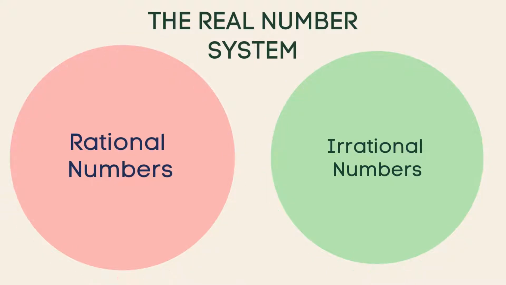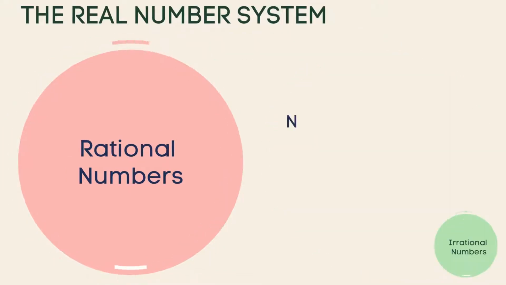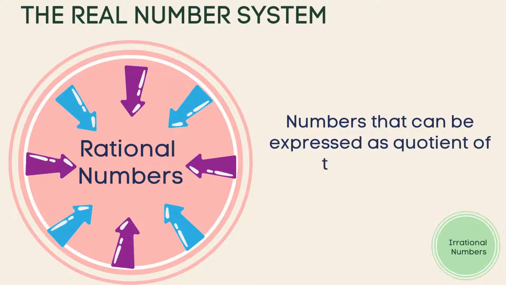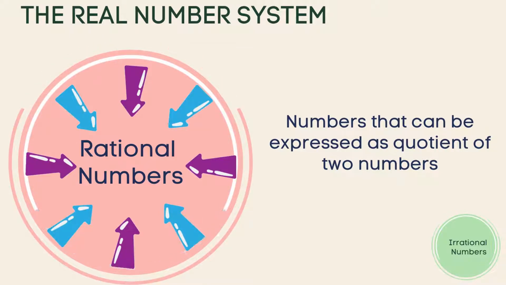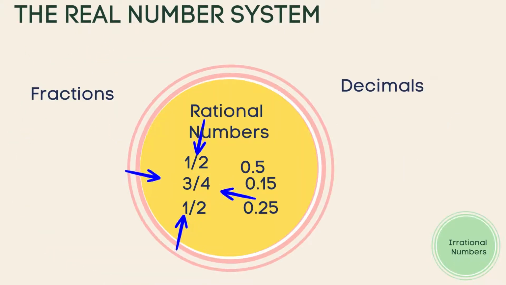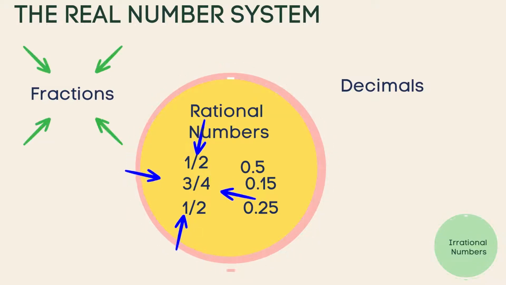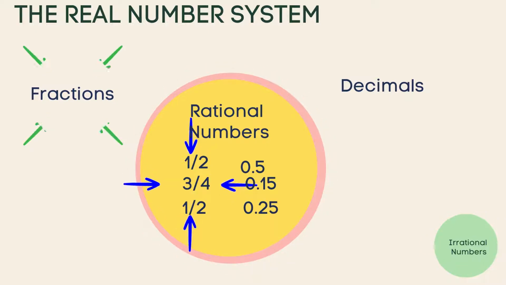So the real number system is divided into two. We have the rational numbers and irrational numbers. Rational numbers are numbers that can be expressed as a quotient of two numbers. So these are the result when we divide two numbers. Okay? So rational numbers can be in the form of fractions or decimals or in any other forms. Later on, you will meet the other forms of rational numbers. Let us have first the fractions.